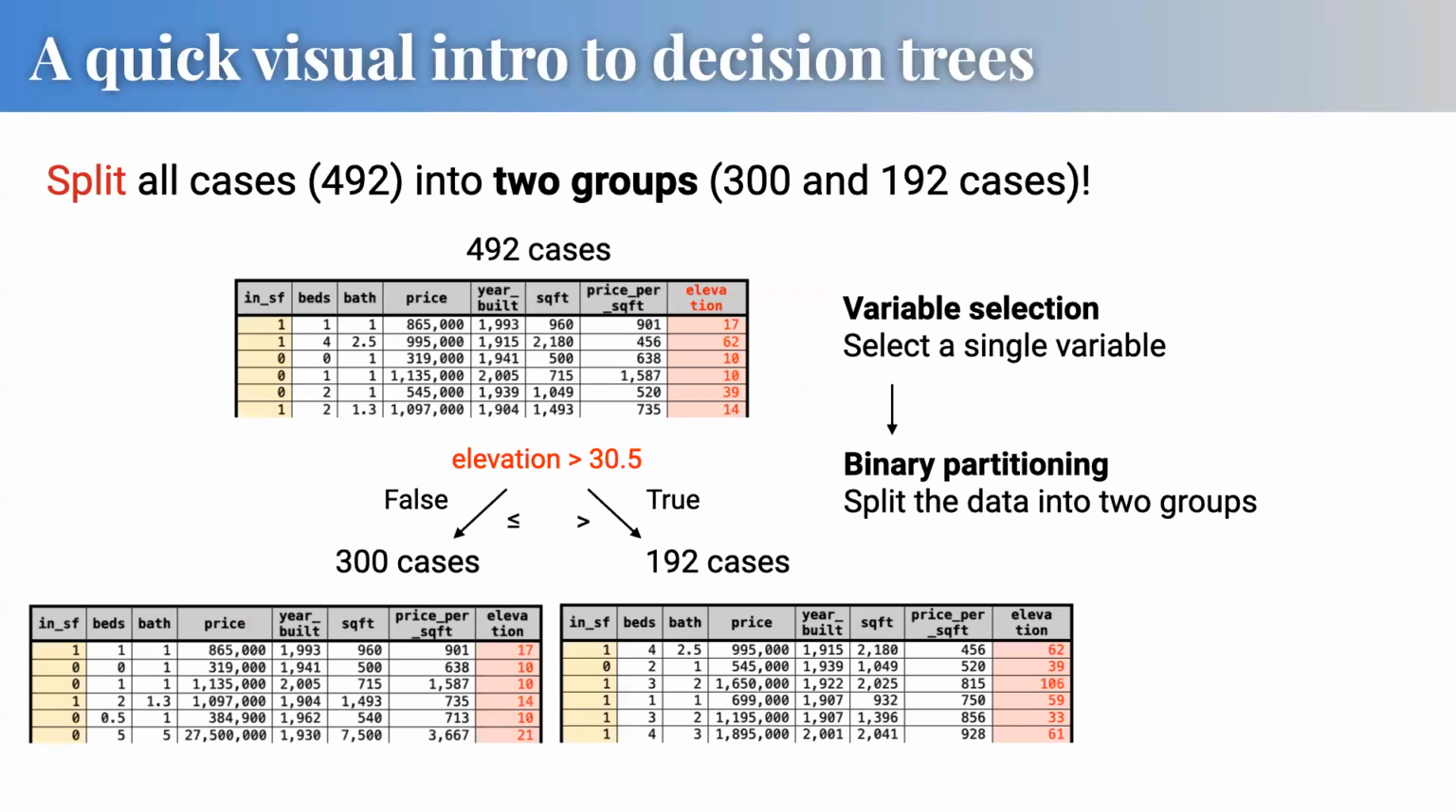So we have an original table here, and pick one variable, elevation here. If the value of elevation is larger than 30.5, then it goes here, and if not, it goes here. So we split the table into two tables. Okay, so this is called binary partitioning. And we split the data set, or the spreadsheet, into two different ones.